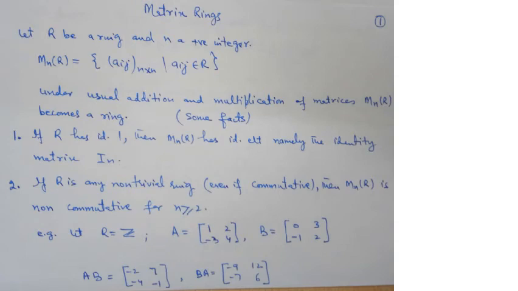So welcome again. Today we are going to discuss matrix rings and Boolean rings. You are familiar with the ring of matrices. Let R be a ring and n a positive integer. Then the set of all n cross n matrices with entries from R, under the usual addition and multiplication of matrices, this set M_n(R) becomes a ring.